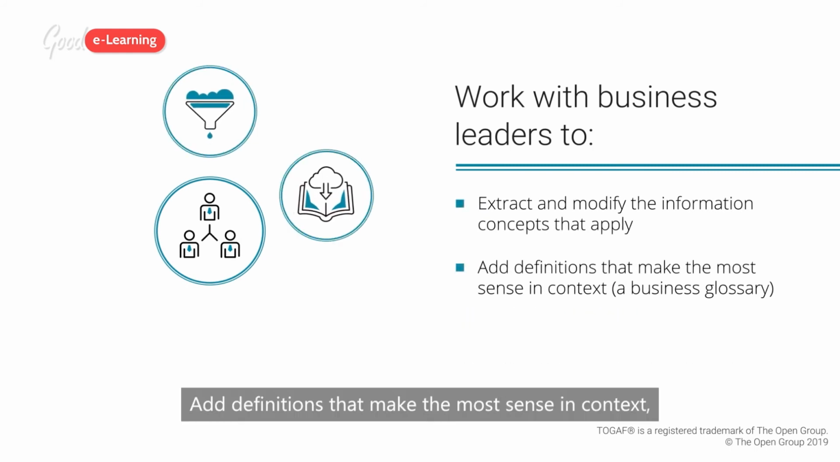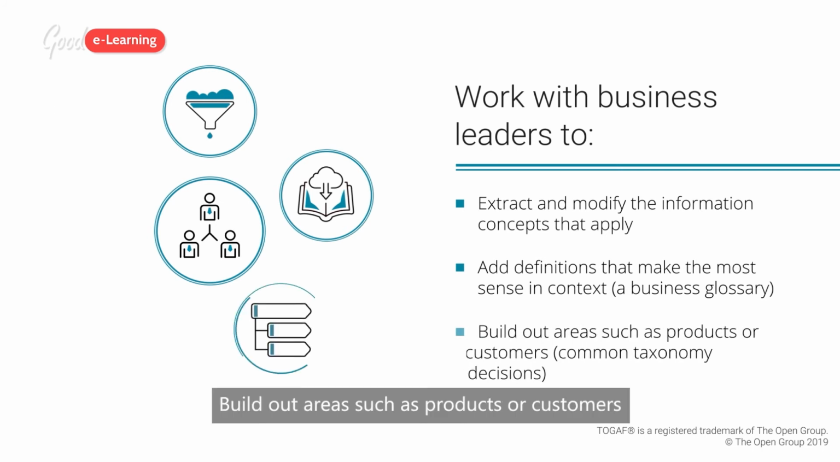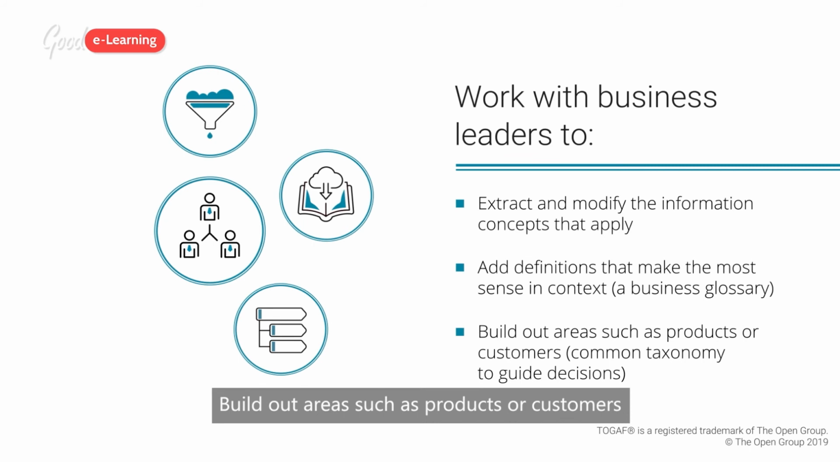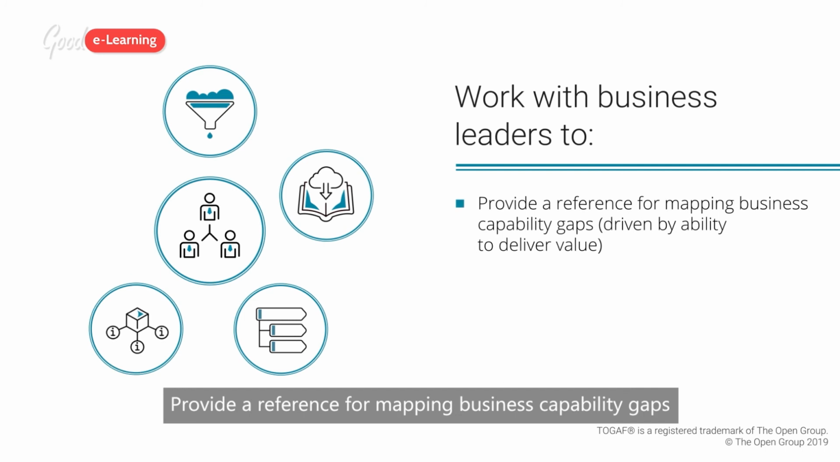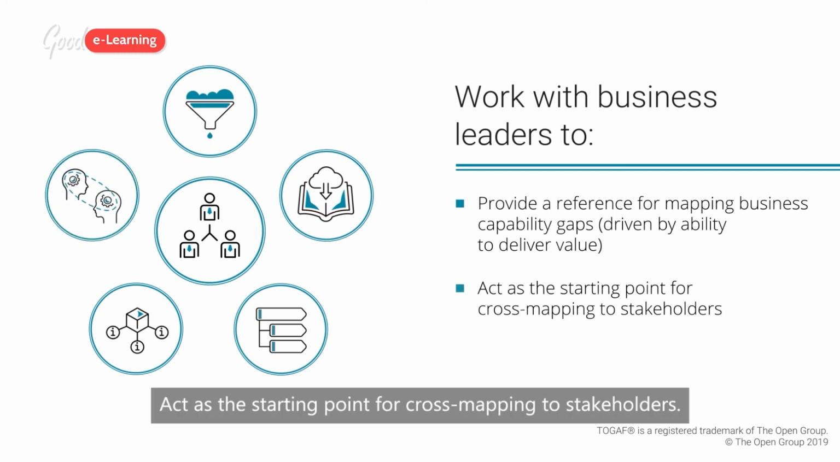Add definitions that make the most sense in context, such as a business glossary. Build out areas such as products or customers using a common taxonomy to guide decisions. Provide a reference for mapping business capability gaps and the key information needed to solve those gaps. And act as the starting point for cross-mapping to stakeholders.